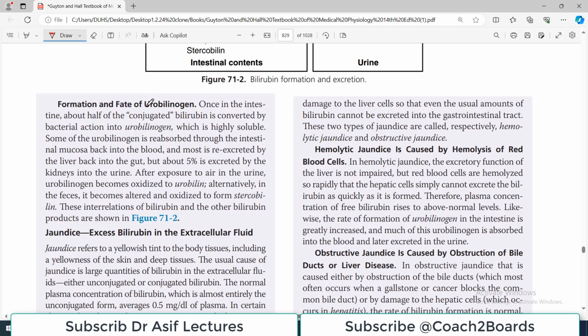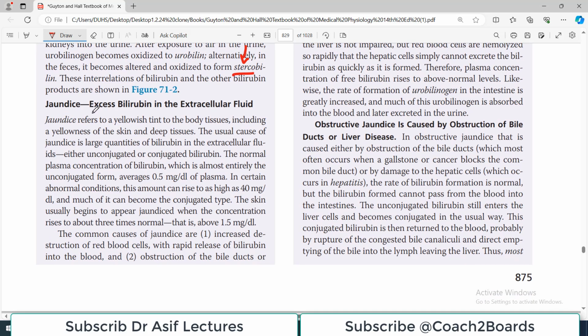And then formation and fate of urobilinogen. Once in the intestine, about half of the conjugated bilirubin is converted into urobilinogen, which is highly soluble, and it ultimately converts into stercobilin by bacteria, and this is what is responsible for the brown coloration of the feces. Jaundice पे मैंने आपको बताया कि we will have a separate lecture completely.